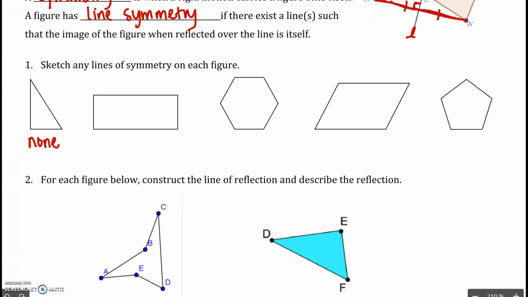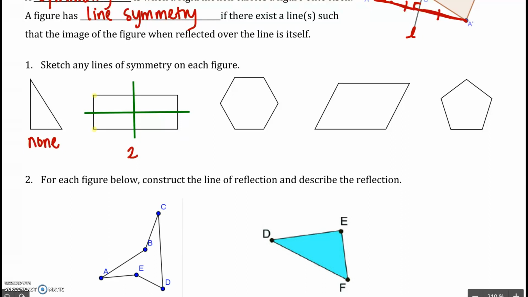But if this rectangle was flipped perfectly over this line that goes straight down the middle, it would land corner to corner back on top of itself. And the same thing would happen if you use the horizontal. All of these corners would land on the corners across from them. And you wouldn't be able to tell which one is the pre-image and which one is the image because it would overlap perfectly. So there are two lines of reflection for a rectangle.